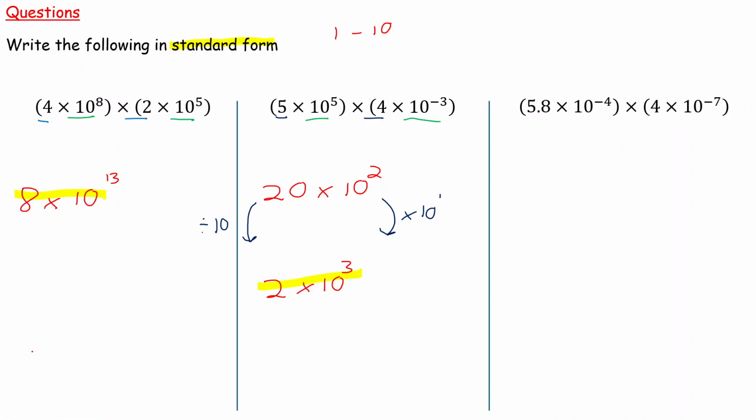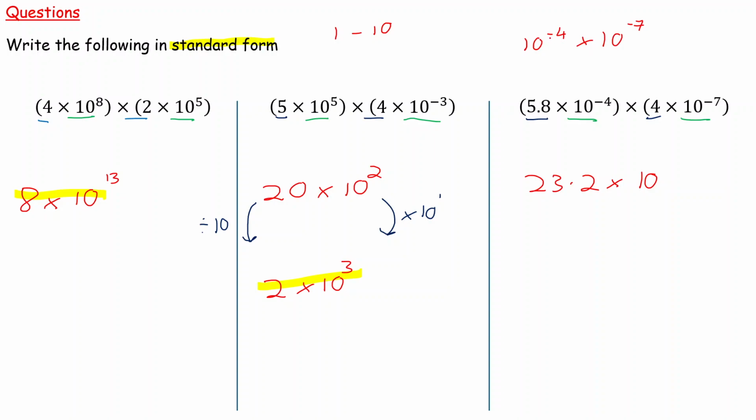Okay, last but not least, same idea again, with just some slightly more awkward numbers, but nothing that we can't handle. So again, compare your number parts and then your indices parts, and then we just go from there. So what is 5.8 times 4? 5.8 times 4 is equal to 23.2. So we've got 23.2, we're timesing it by 10. We've then got 10 to the minus 4, and we're timesing that by 10 to the minus 7.